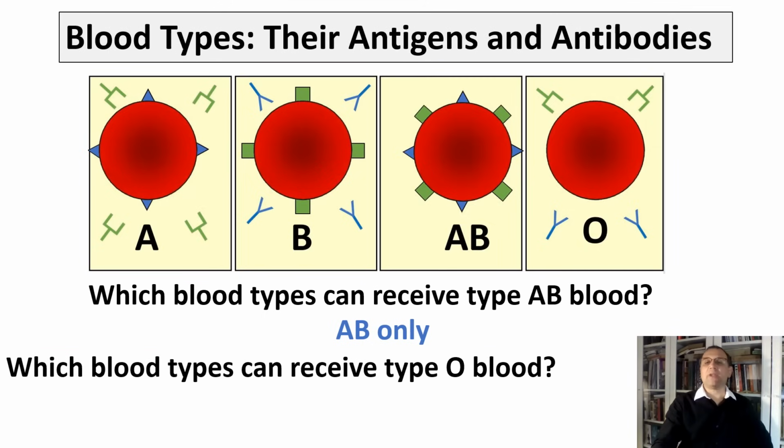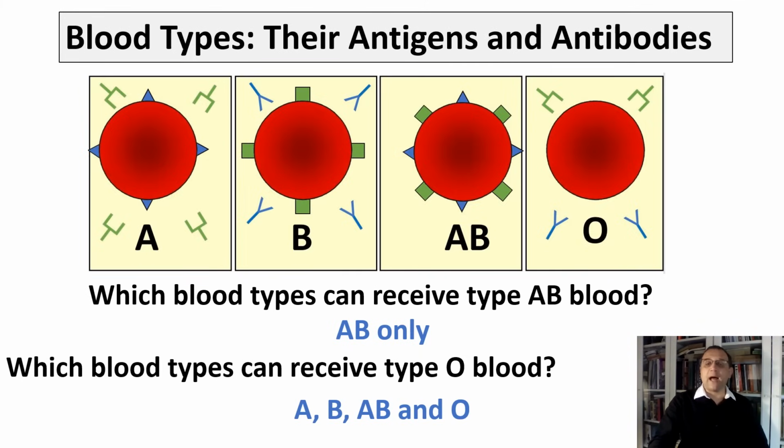Next question, which blood types can receive type O blood? Pause the video and think. The answer is A, B, AB, and O. Why is it so? Because erythrocytes of type O blood have neither A nor B antigens on their surface. Therefore, none of those blood types will elicit an immune response. There will be no clumping occurring, or we may say there will be no agglutination. The A and B antibodies have nothing to bind to. Therefore, type O blood is known as the universal donor.